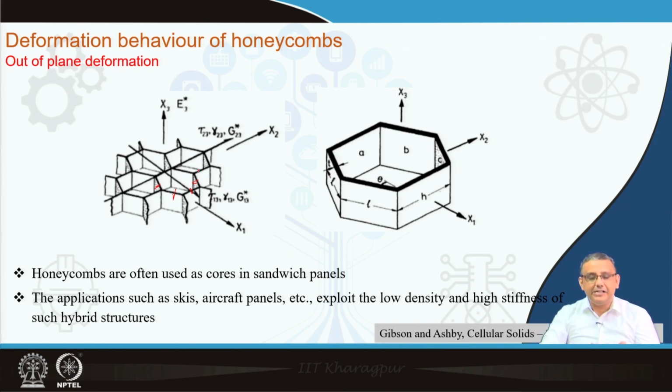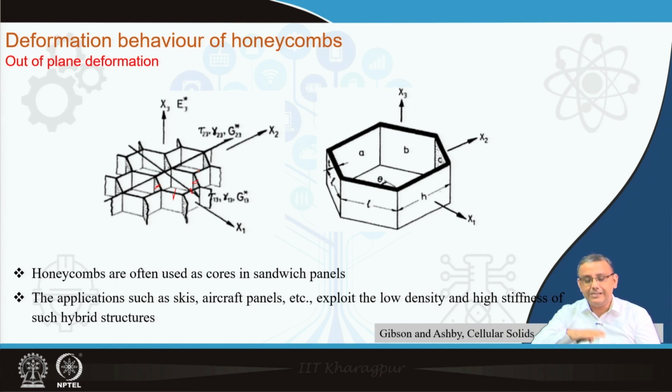Along the thickness direction the number of moduli will also be different. As you can see, when we compress along the x3 direction, we will have one Young's modulus, E3, and there will be two shear moduli and two Poisson's ratios. So in total, for a honeycomb structure, even if it is an isotropic structure, 9 elastic constants will be required: 4 in the in-plane direction as we already learned, and 5 along the out-of-plane direction.